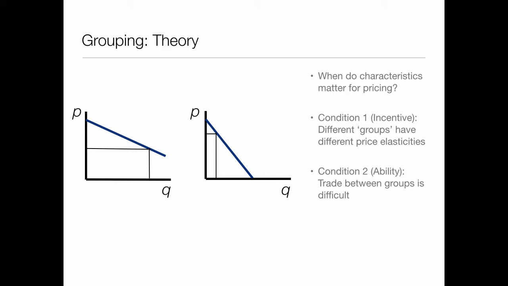By doing this, we sacrifice very few sales from the group on the right, but by dropping price to the group on the left, we can increase sales by a lot. Overall, that means more revenue for the seller.